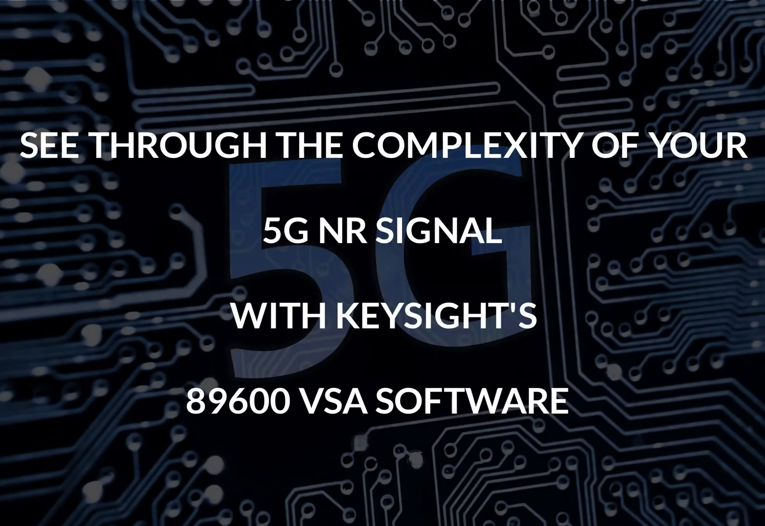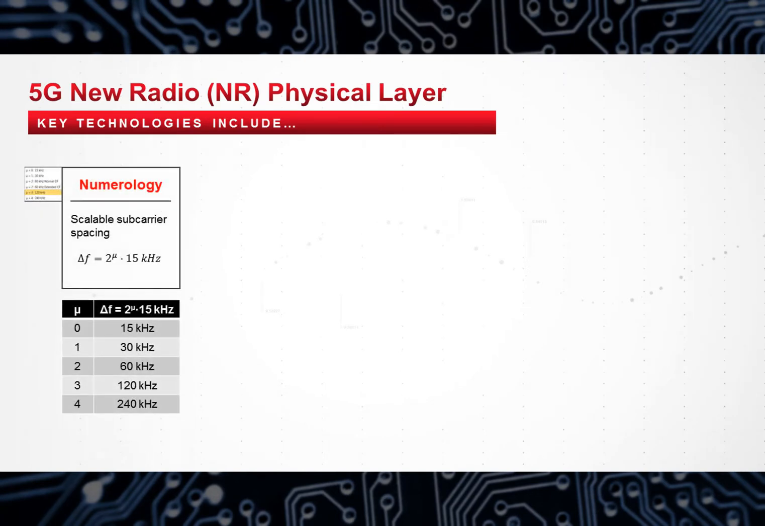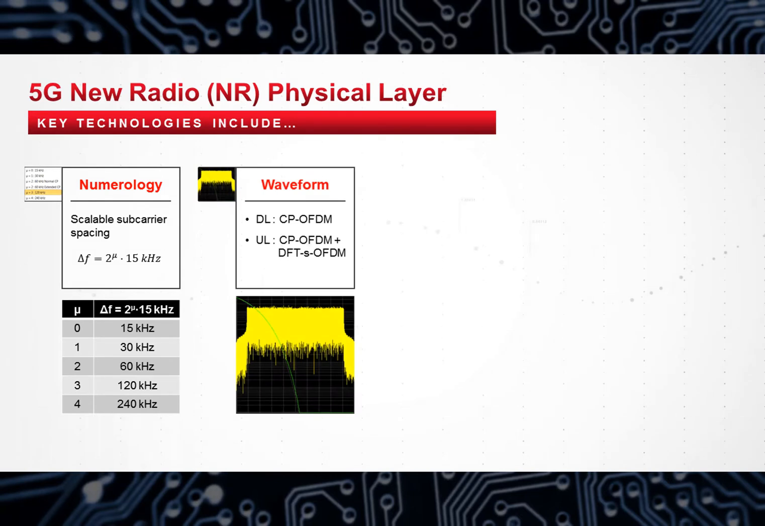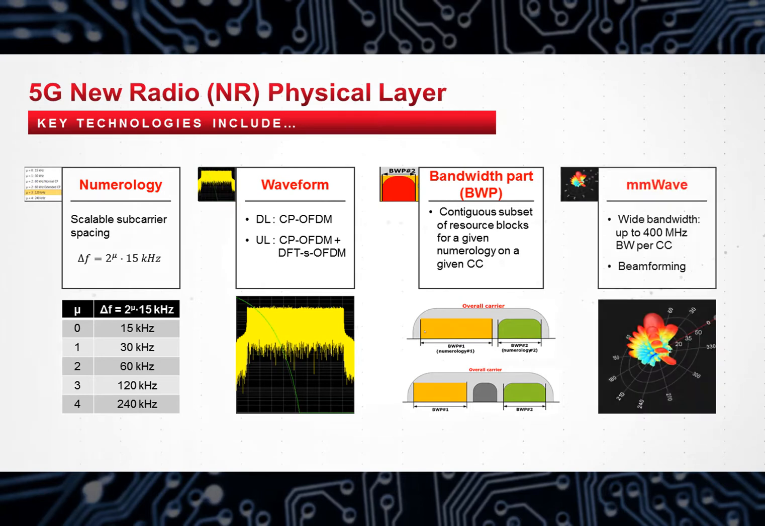5G NR introduces many new technical components and features distinguishing itself from previous generation radio access technologies. For the physical layer, these include changes in waveform and frame structure by introducing multiple numerologies, CP-OFDM waveform for both uplink and downlink, a new concept of bandwidth parts, and operation in millimeter wave frequencies where both beamforming and wideband operation play major roles. These changes introduce a wide range of design and measurement challenges.